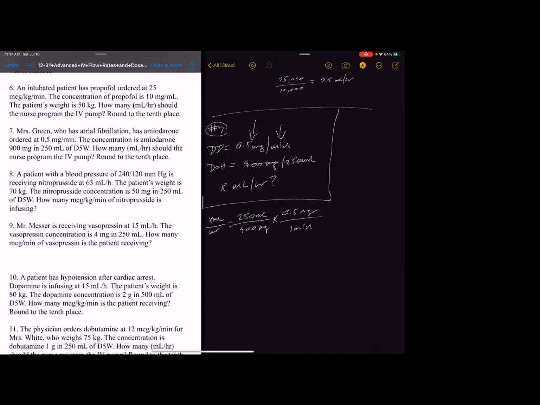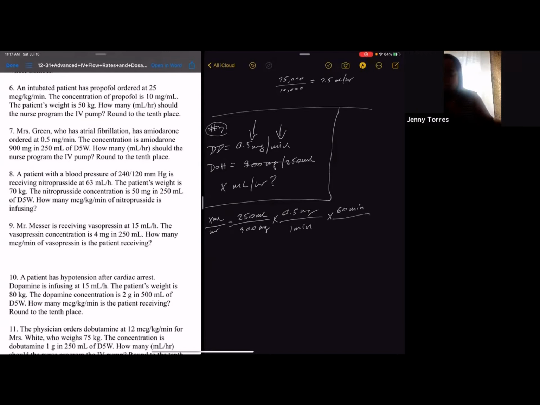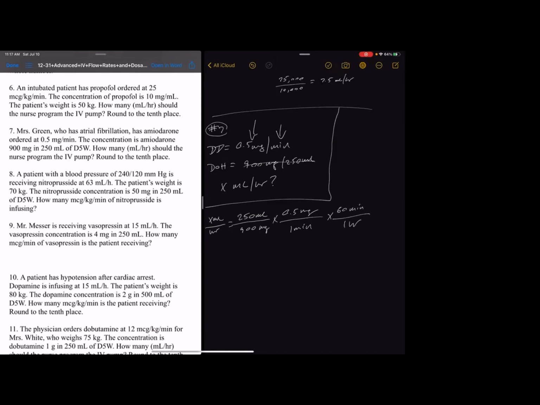We don't need minutes, we need hours. So I want to convert minutes to hours. How do I do it? I see how many minutes in an hour. So how many minutes in 1 hour? 60. So 60 goes on top because that's minutes. We want to cancel our minutes, right? Over 1 hour. So now we want to cancel things out. Milligrams cancels out. Minute cancels out. We're left with hour and mL. So 250 times 0.5 times 60 divided by 900 times 1 times 1.